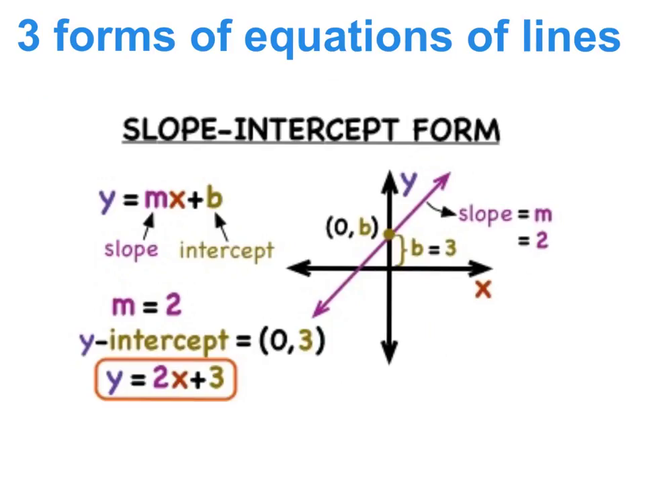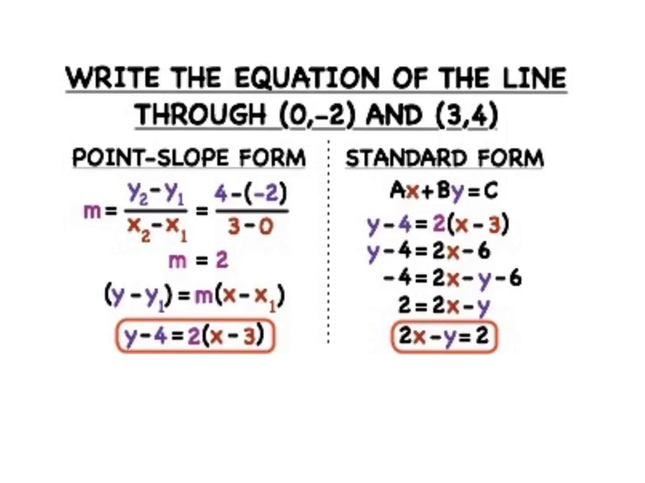Next, let's talk about the 3 forms of equations of lines that you will encounter most often. So the first one is the slope-intercept form, so y equals mx plus b, where m is your slope, b is your y-intercept, and your x is your input, your y is your output. So you can take a look at this example here. We have a slope of 2, y-intercept is (0, 3), so that's y equals 2x plus 3.